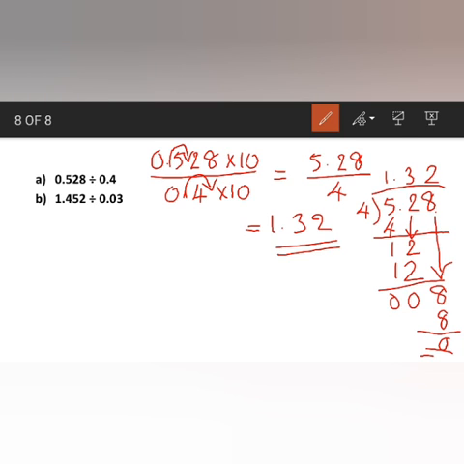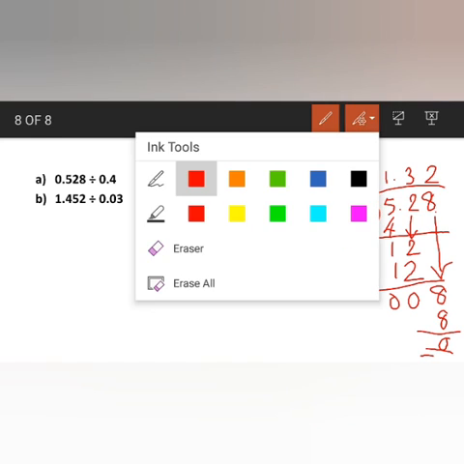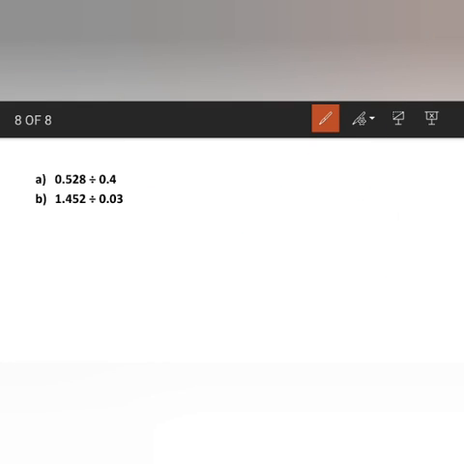So here what we have done is, we have converted the divisor into a whole number part, and then we have done the division. Now let's do the next one. It is 1.452 divided by 0.03. Now when we are converting 0.03 into a whole number, we have to move 2 places to the right.